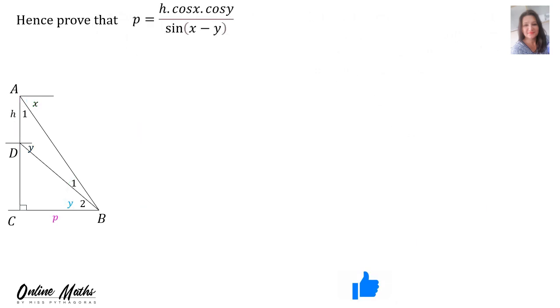Now the question says, hence prove that P is equal to all of that. Now remember, in the previous slide, we said that B1 is equal to x minus y. And my advice to you is fill it in on your sketch. And A1 is equal to 90 degrees minus x. There, I filled it in. Now let's see. Again, we want P. So where do we start?